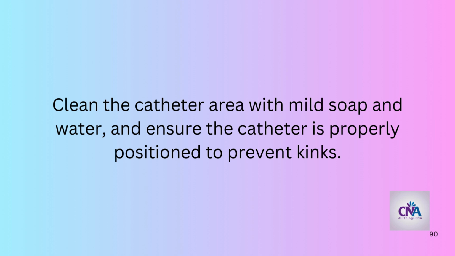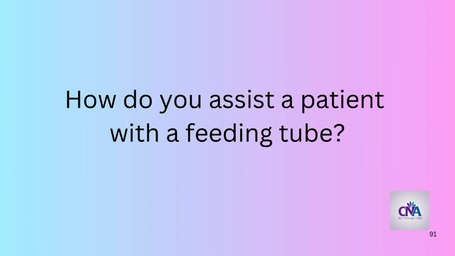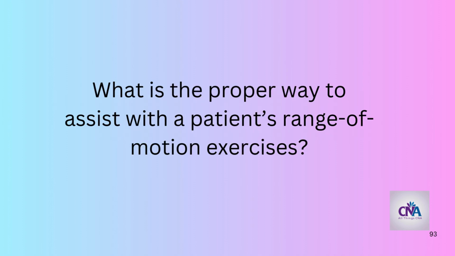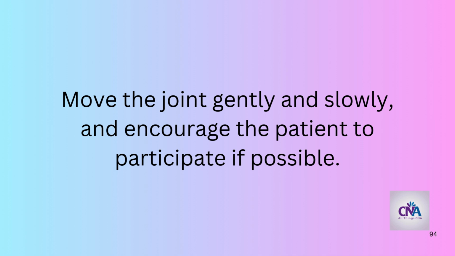Question: How do you assist a patient with a feeding tube? Answer: Position them in a feeding position. Observe, report, and document. Question: What is the proper way to assist with a patient's range of motion exercises? Answer: Move the joint gently and slowly and encourage the patient to participate if possible.